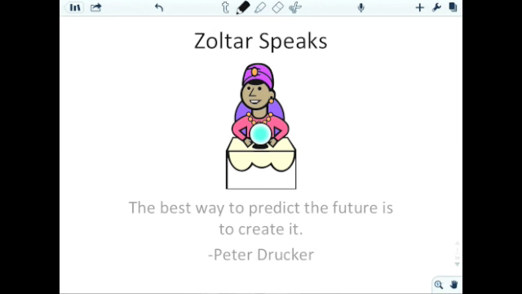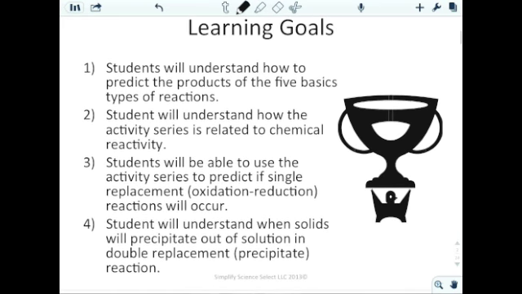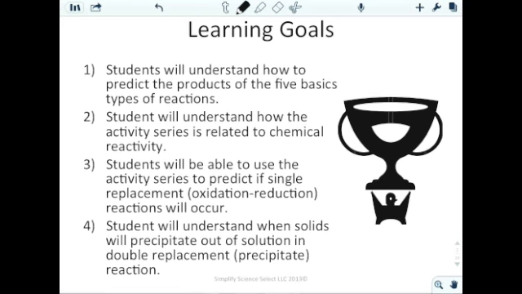The quote we have: the best way to predict the future is to create it. So we're going to look at some of these. The learning objectives that we want is that students will understand how to predict the products of the 5 basic types of chemical reactions. So basically we're talking about our single replacement, double replacement, synthesis, decomposition, and combustion. We want to be able to predict what the products are. So if we put these 2 compounds together, what are the products going to be?